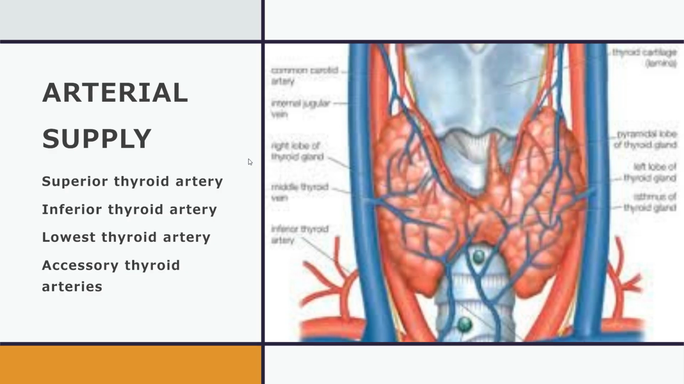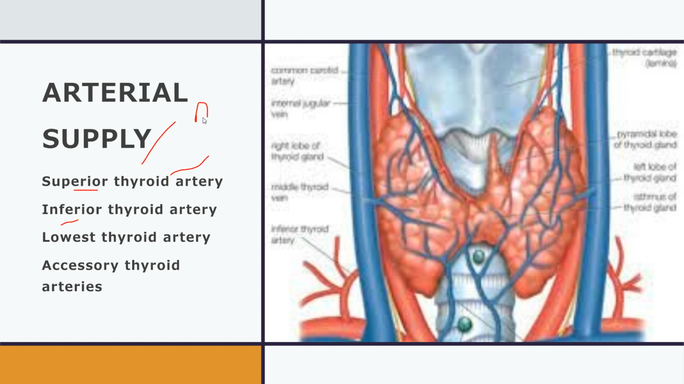Next, we are going to see about its arterial supply. Mainly the gland is supplied by superior and inferior thyroid arteries. So first we are going to see about superior thyroid artery. It is the first anterior branch of external carotid artery. It runs downwards and forward in relation to external laryngeal nerve. Then it gives branches to the adjacent structures and pierces the pretracheal fascia to reach the upper pole of the lobe. Then at the upper pole, the artery divides into two branches, that is anterior and posterior branch.